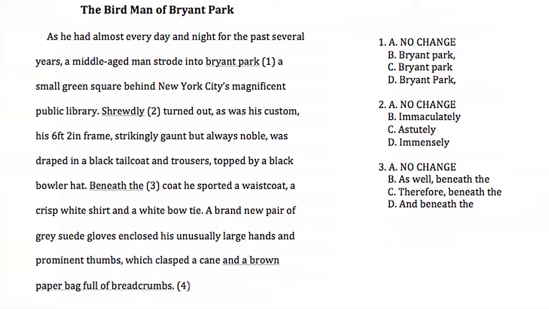This is the solution guide to the 5th worksheet covering passages and questions typically found on the English section of the ACT exam. The passage on this 5th worksheet is a passage titled The Birdman of Bryant Park.